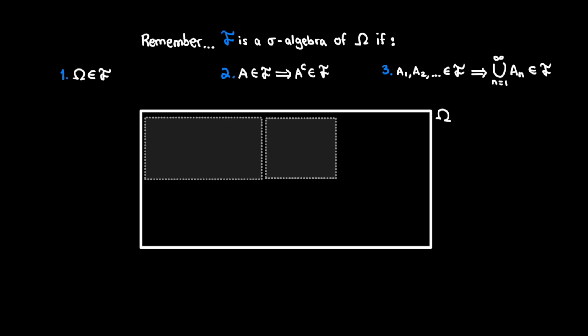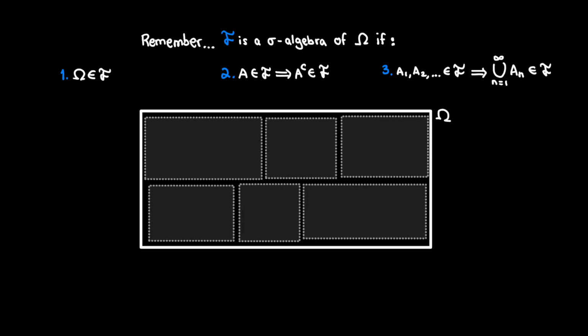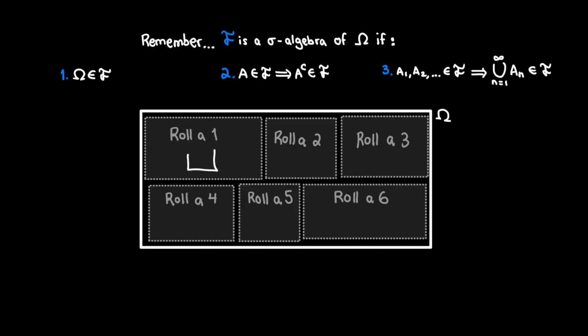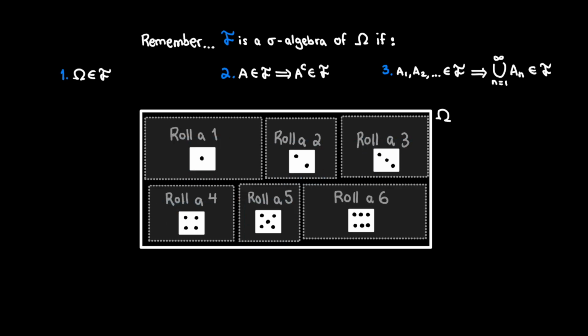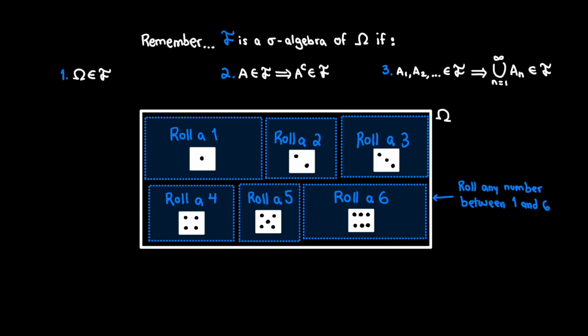Considering our original dice roll experiment, we can find the events of rolling any number between 1 and 6. However, let's not forget that we could also observe other events such as rolling a number greater than 4 or rolling an even number. First, since rolling a number between 1 and 6 is an event itself, then clearly omega has to be an element of the sigma algebra, which corresponds to property number 1.